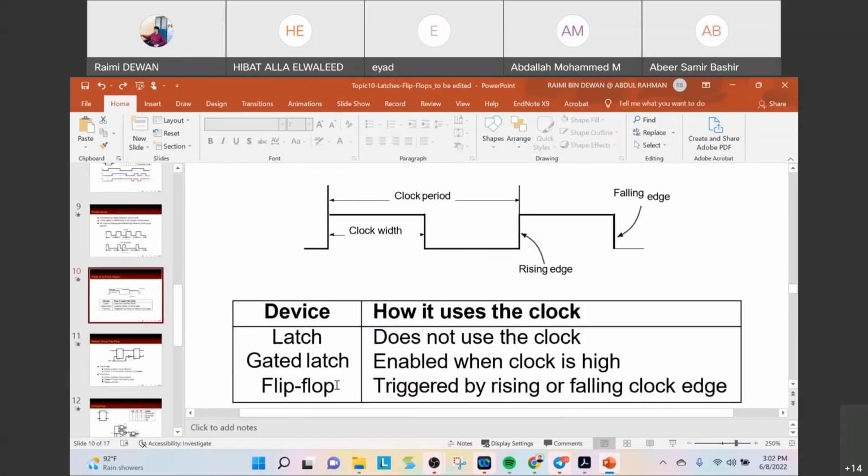So a flip-flop is triggered by edges. Edges is this one. You can have rising edges.